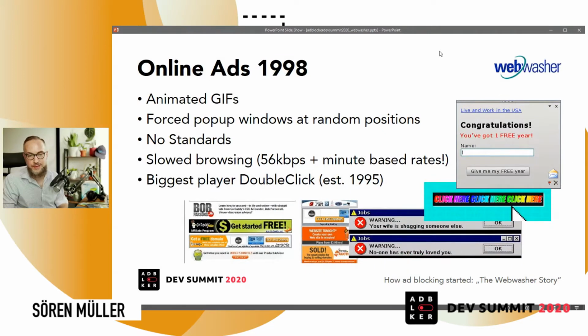Online ads back then, I selected a few nice examples. Animated GIFs, forced pop-up windows, random positions, driving you mad. There were also no real internet standards. So if you wanted to monetize your website, you would use things like that, and it slowed down the browsing back then considerably. I mean, to be honest, that's still a thing.